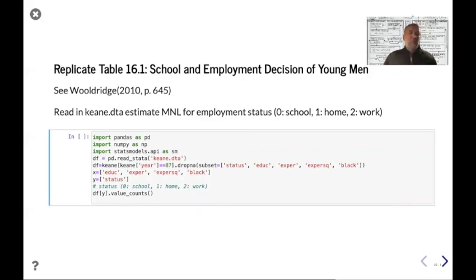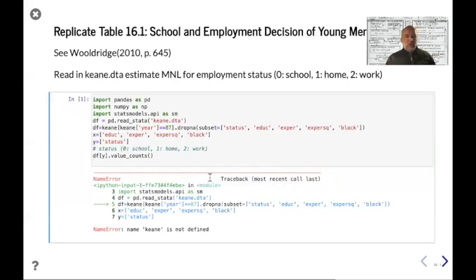It's actually one of my favorite papers, by Mike Keane and Ken Wolpin in the Journal of Political Economy in 1997. Really worth reading, an occupational choice dynamic programming model. It's called the Career Decision of Young Men, but that's a dynamic model. So we're doing just a reduced form or a small version of that. That's what Wooldridge is doing, but that's where the data is originally coming from.